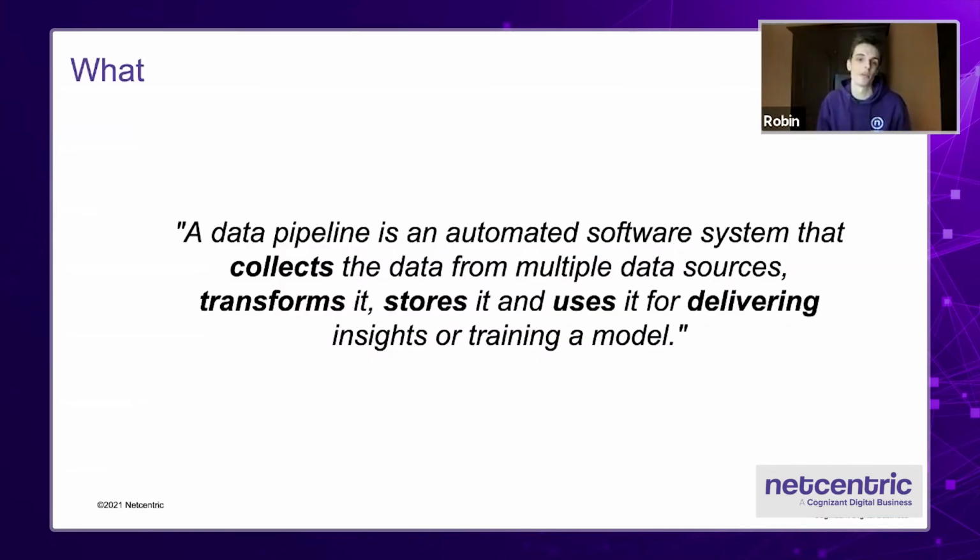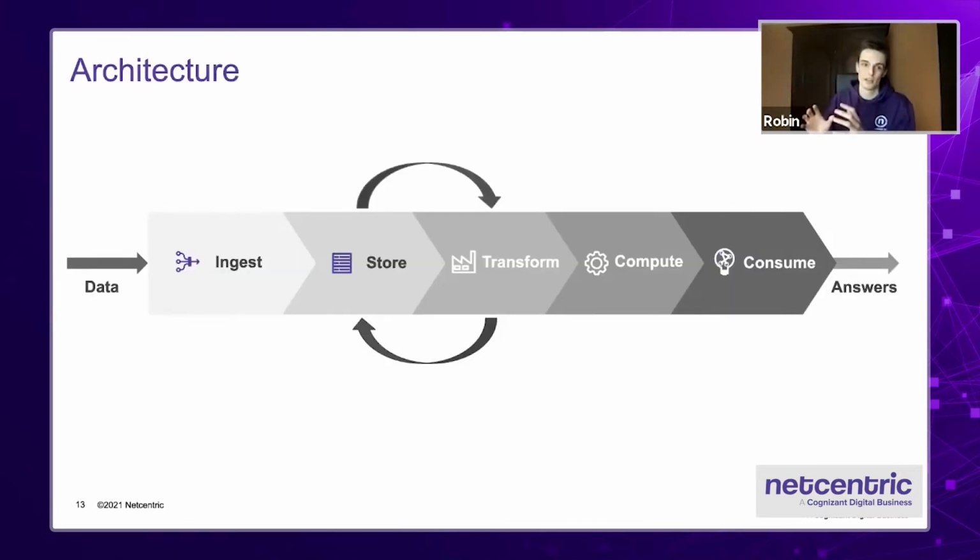So yeah, we can start with a definition. A data pipeline is an automated software system that collects the data from multiple data sources, transforms it, stores it, and uses it for delivering insights or training a model. But if you're like me, a definition doesn't help you that much, and I much prefer visualization. And here's a rough graph of the architecture of a data pipeline. And you can see that usually you have data coming in, answers coming out, and in the middle, you store and you process all this data. And there is also an iterative process between storing and transforming.